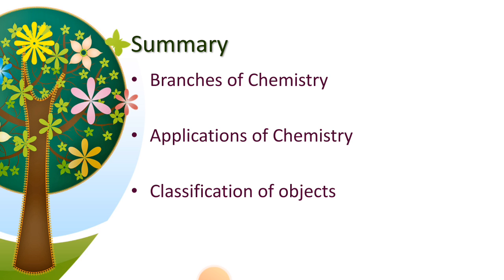I hope you enjoyed the class, but before I go, let's do a brief summary of all that we have learned today so far. We looked at the branches of chemistry. I taught you 3: organic, inorganic, and biochemistry. We looked at some applications of chemistry in farming, in medicine, industries, and in cooking. And then we looked at classification of objects by size, by texture, and by temperature.